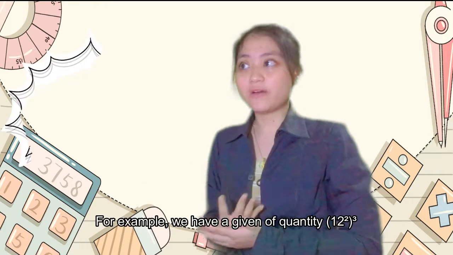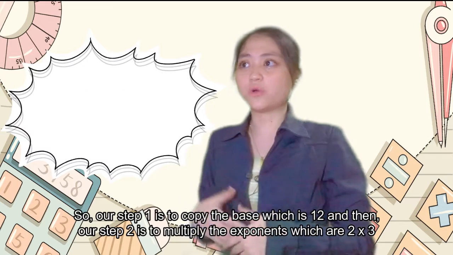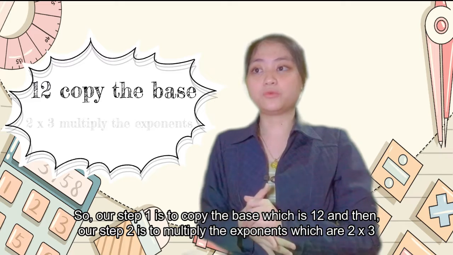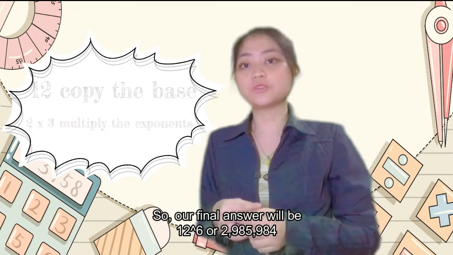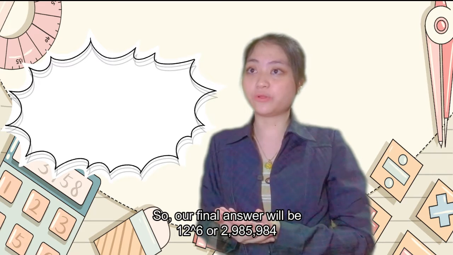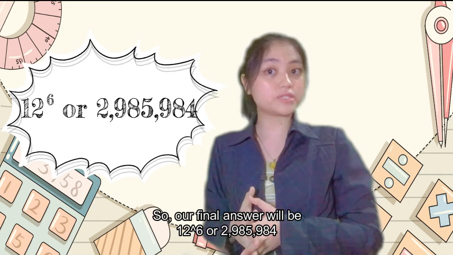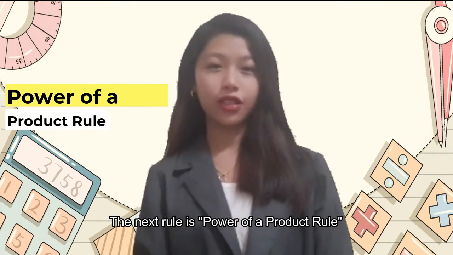For example, we have a given of quantity 12 squared raised to 3. So our step 1 is to copy the base, which is 12, and then our step 2 is to multiply the exponents, which are 2 and 3. So our final answer will be 12 raised to 6, or 2,985,984.